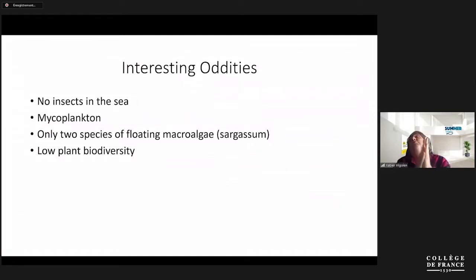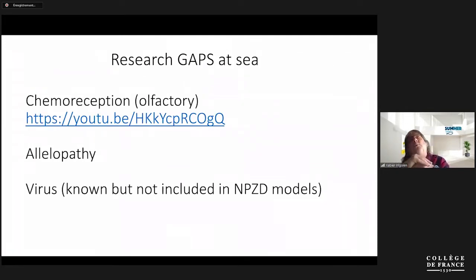And then some research gaps at sea that I think are worth mentioning, some things that we are not looking at sufficiently. What is chemoreception? Probably because diffusivity is lower than in the air, we don't take into account that much the olfactory factors, although we know they are important. Allelopathy is almost not considered, not studied.